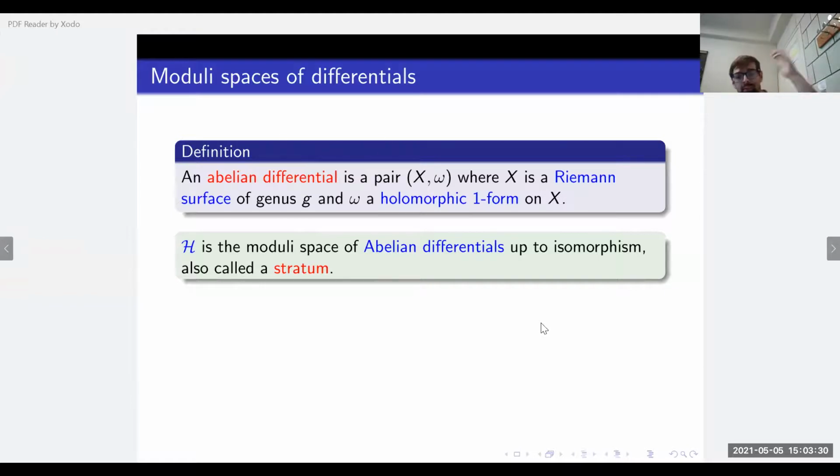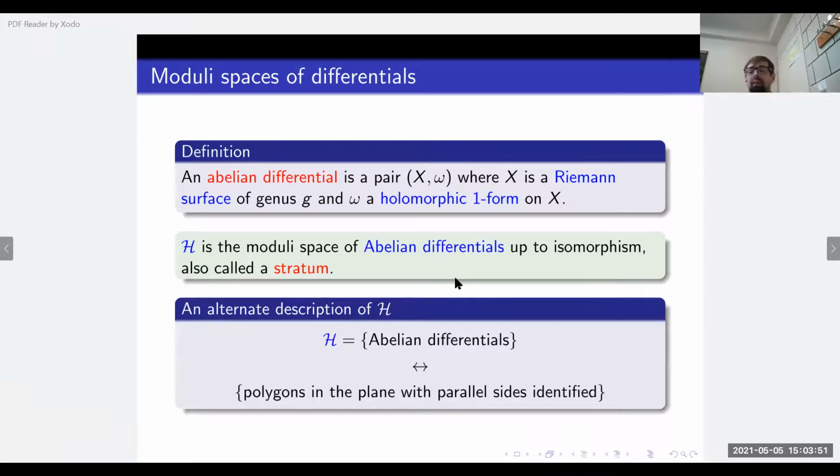Okay, but this is a highbrow point of view. A moduli space is very abstract. What I want to convince you now is that you can actually think of the space in a very concrete, down-to-earth way, and you can actually draw pictures to understand the space. I'm going to spend a few minutes on a dictionary: you can take an abelian differential, so the Riemann surface with a one form, and realize this as a polygon in the plane with parallel sides. I'm going to explain how that works in a second.